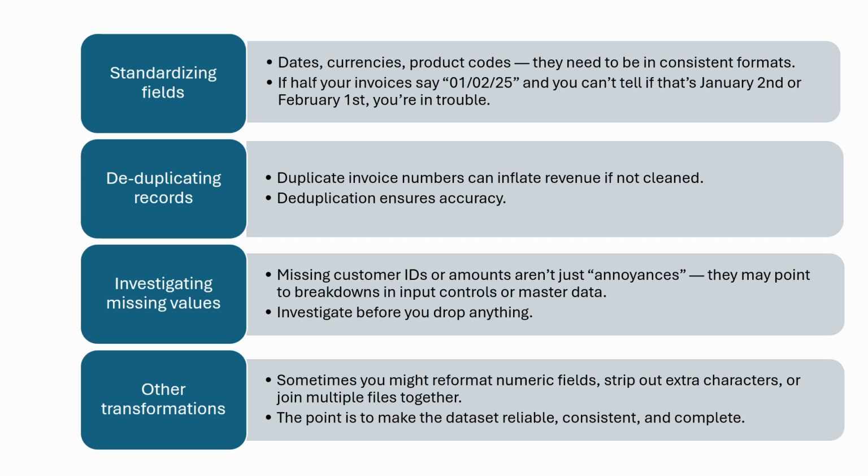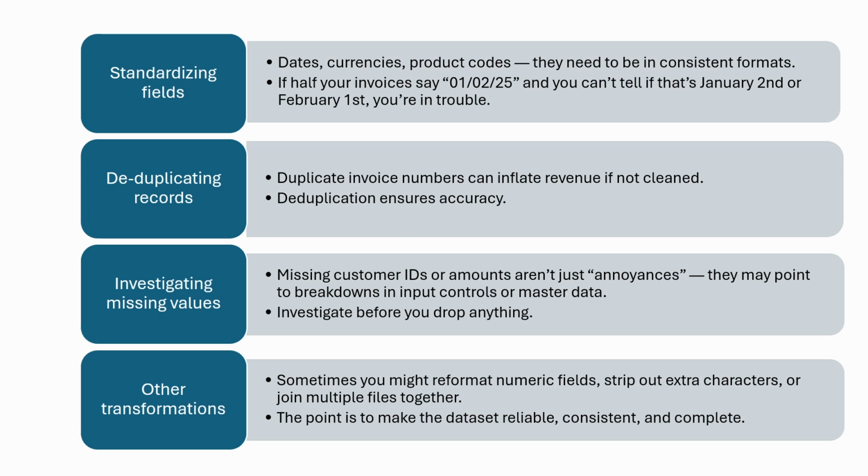1. Standardizing fields. Dates, currencies, product codes, they need to be in consistent formats. If half your invoices say 01/02/25 and you can't tell if that's January 2nd or February 1st, you're in trouble. 2. Deduplicating records. Duplicate invoice numbers can inflate revenue if not cleaned. Deduplication ensures accuracy.